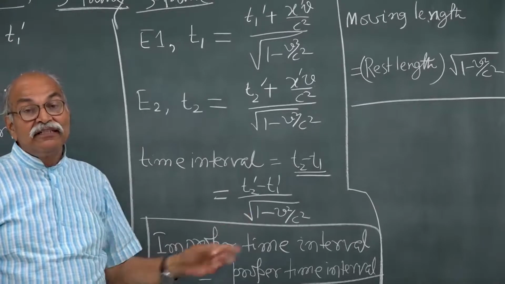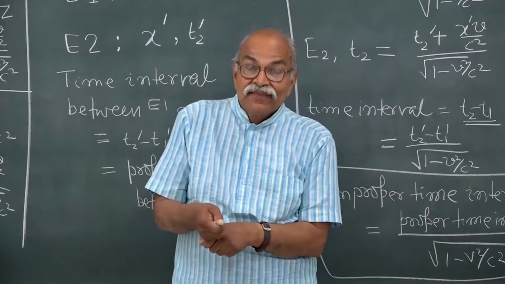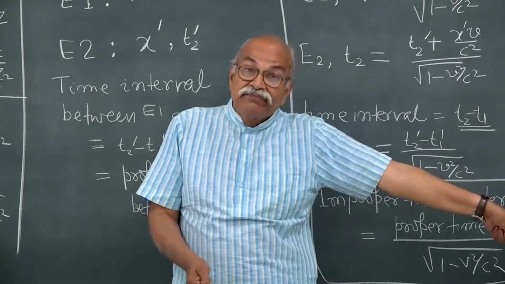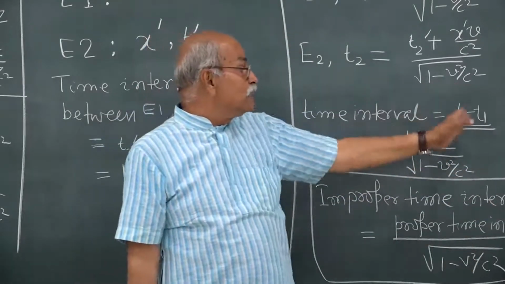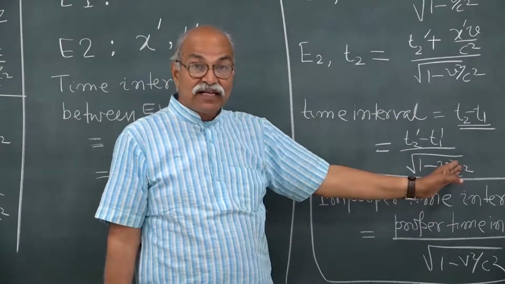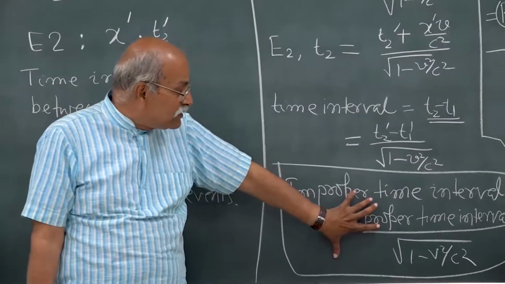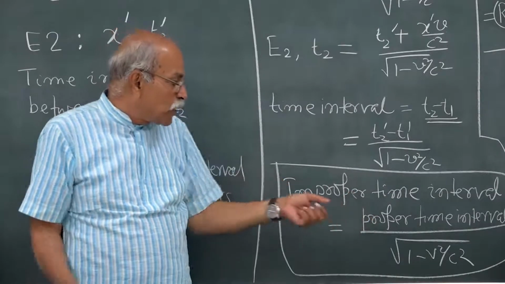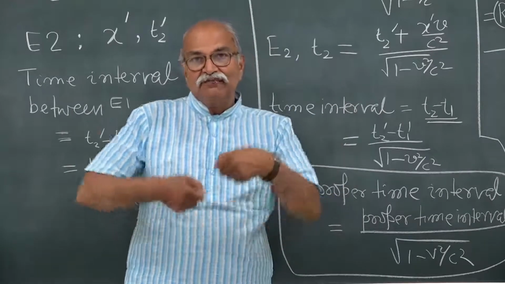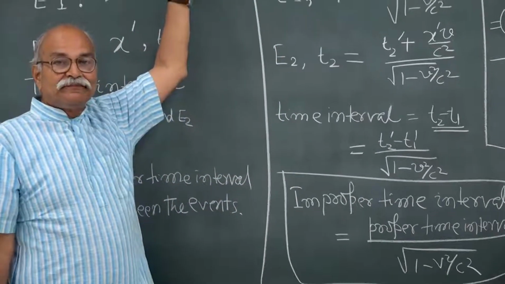I can also start with two events taking place at the same position in the S frame and then measure the time interval between the two events from S prime; then this will be inverted. It will be T2 prime minus T1 prime equal to T2 minus T1 divided by the square root of 1 minus v square by c square. So it is better to remember this kind of interpretation, that your proper time interval is the smallest one, and from any other frame if you measure, it will be increased. That is known as time dilation.